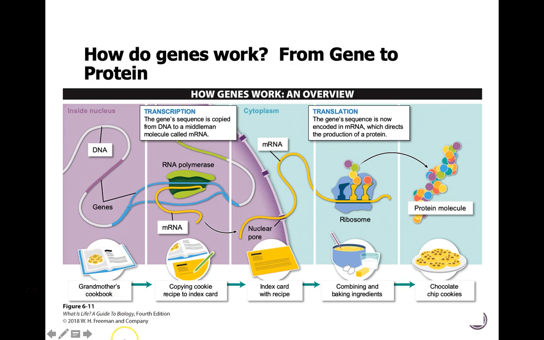The cookbook is the entire set of instructions for all of your grandmother's cooking, but you just want to make chocolate chip cookies. So in the analogous process to transcription, you would transcribe the recipe onto an index card. You would take out just the chunk that you need and take that to your baking counter in the kitchen, where during the process of translation, you take all of those ingredients and combine them into what will eventually become your functional molecule or your chocolate chip cookie.